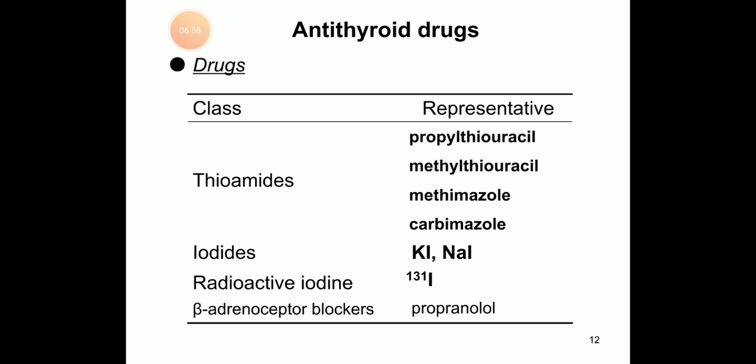Other than this, propylthiouracil also inhibits the conversion of T4 to T3, that means the non-active to active hormone, during thyroid storm. So in thyrotoxic crisis or in thyroid storm, you will always prefer propylthiouracil because it will prevent the peripheral conversion of T4 to T3.